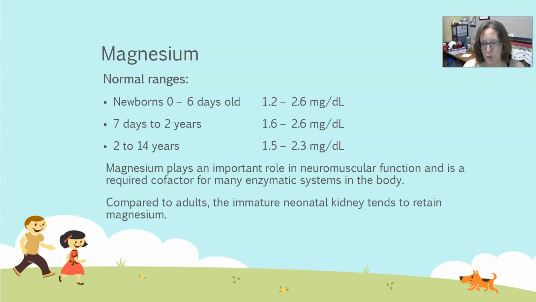Magnesium plays an important role in neuromuscular function. It's a required cofactor for many enzyme systems in the body, and compared to adults, the immature neonatal kidneys tend to retain magnesium. So that's why we see little higher upper limits of normal in your normal ranges for magnesium.